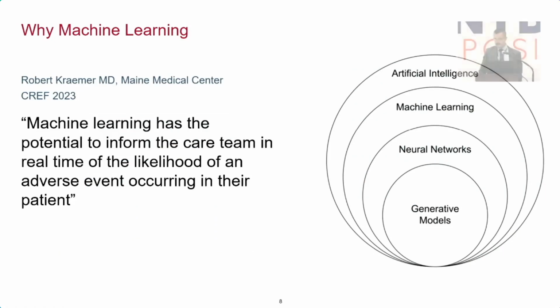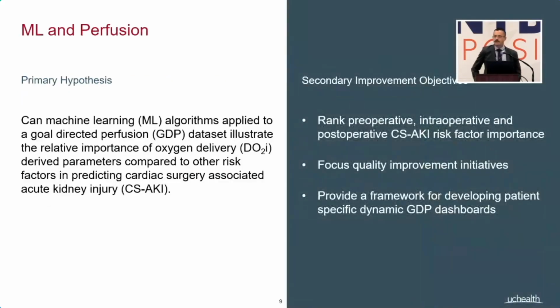So the whole purpose of our exercise goes back to a statement from Dr. Kramer from Maine Medical Center, many of you know him. He has spoken a lot on acute kidney injury, but he did a great review of artificial intelligence in cardiac surgery at the last CREF meeting in 2023. One of the things I took away from that was his conclusion that machine learning has the potential to inform the care team in real time of the likelihood of an adverse event occurring in their patient. And so that drove us for our analysis.